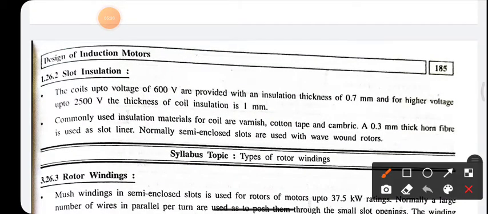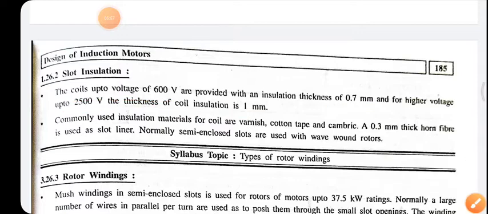Now, whenever the coil voltage is up to 600 volt, the insulation thickness is about 0.7 mm, and if the voltage is higher, up to 2500 volt, then the thickness is 1 mm. Which types of materials are used for insulation? Varnish, paper, cambric, all these things are used as insulation in this type of rotor design.